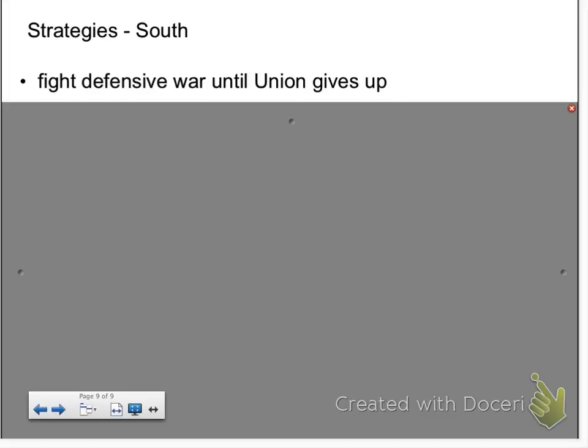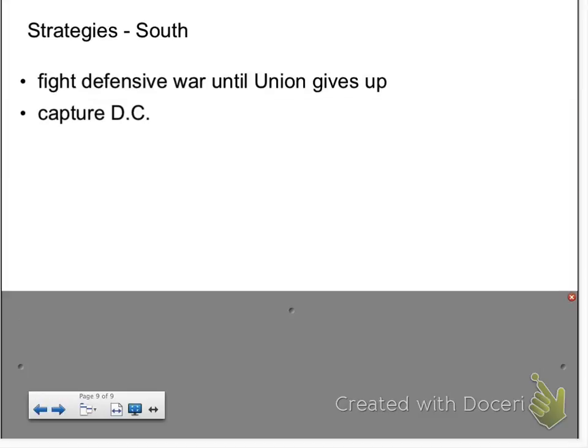All right, so the longer the war goes on for the South, it's good, and that means they're winning because they haven't given in. They think if we fight long enough, the Union will get sick of it and give up, and we'll win. And then they also want to capture D.C., which is the capital. It makes sense to capture the capital.